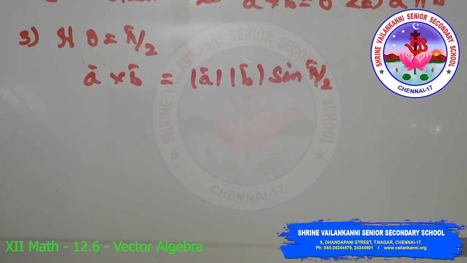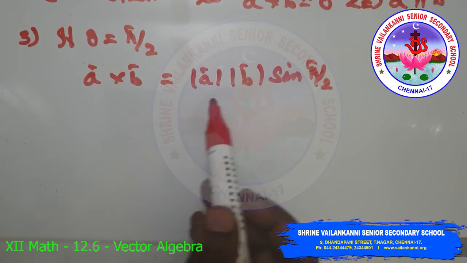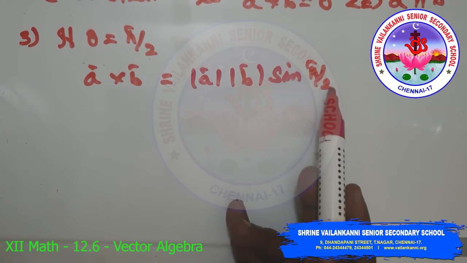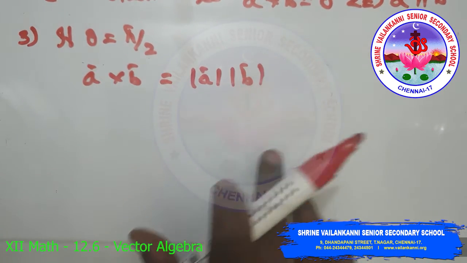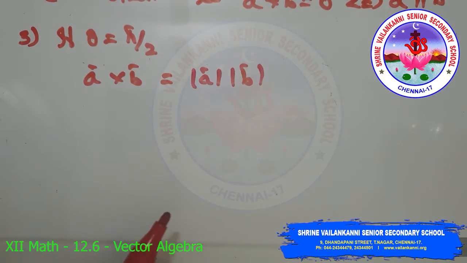If theta equal to pi by 2, then a cross b equal to magnitude of a into b sine pi by 2, which is 1. So a cross b is equal to magnitude of a into magnitude of b.